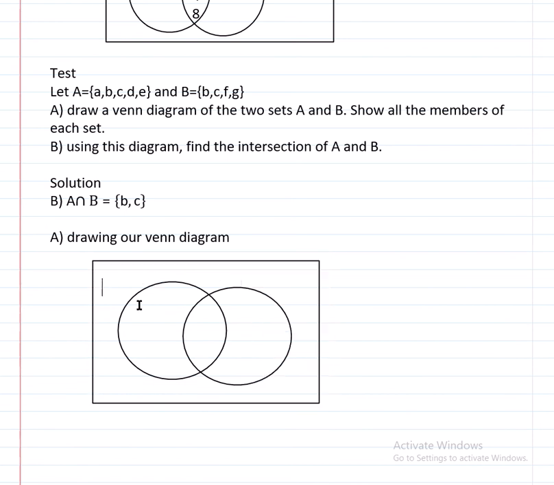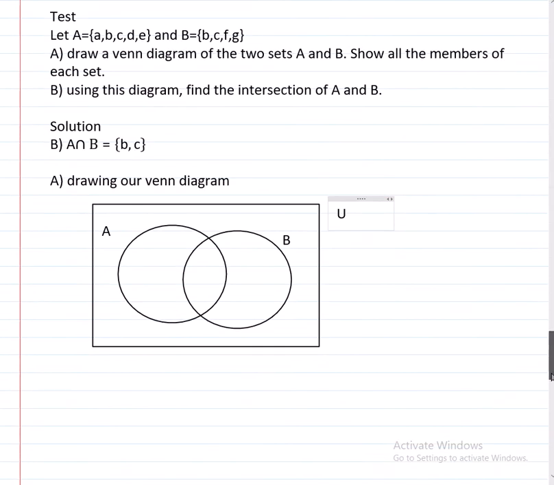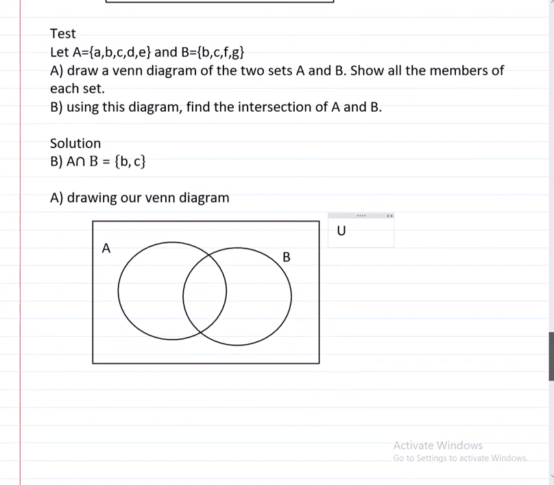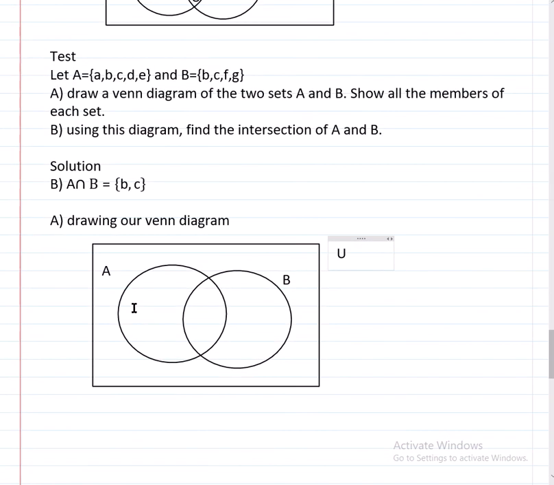So we say our set A is our set, this is our set B, this is our universal set U. All right, so how do we list our members? Okay, so let's list the members of set A.